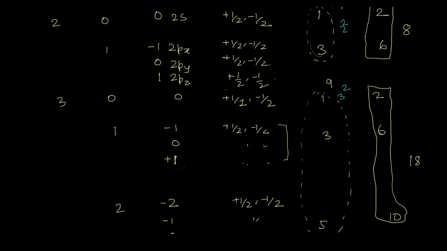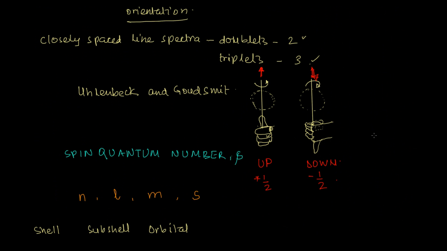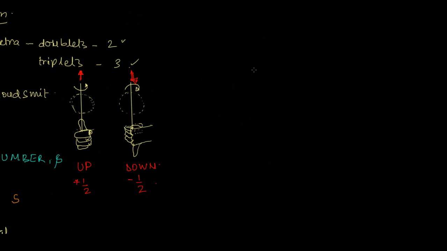It's this, which is 2 into 3 square. Hence, this is 2 into 3 square. This is 2 into 2 square. Now what? This is what we had been told, that if the principal quantum number is n, the total number of electrons that it can hold is 2n square. Do you remember that? Yes.